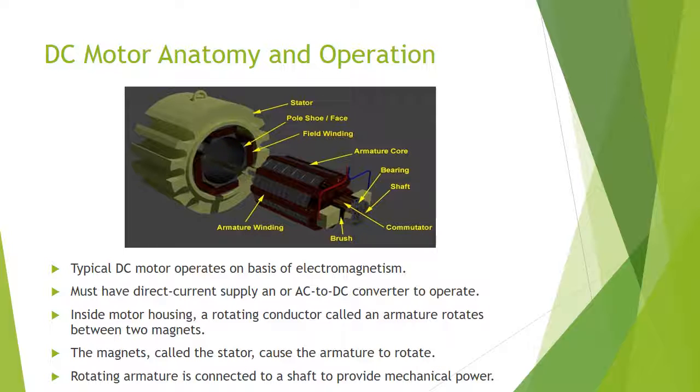A typical DC motor operates through the principle of electromagnetism. As you can see in the figure above, the anatomy of a DC motor includes the magnet, which is the stator, the rotating arm, the armature winding, brushes, commutators, bearings, and a shaft through which mechanical power is applied. A DC motor must have a DC current supply or an AC to DC converter for operation. The rotating armature is what is connected to the mechanical shaft and is what actually provides the mechanical power.